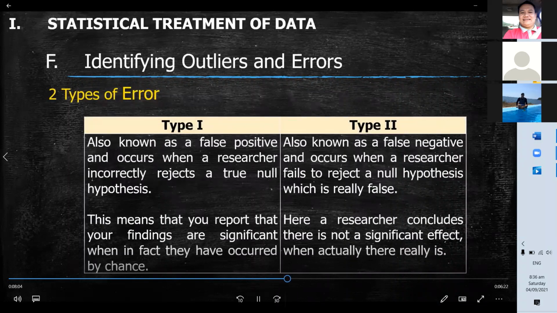There are two types of error, type 1 and type 2. Type 1 is also known as a false positive and occurs when a researcher incorrectly rejects a true null hypothesis. This means that you report that your findings are significant when in fact they have occurred by chance. Type 2 error is also known as a false negative and occurs when a researcher fails to reject a null hypothesis which is really false. Here, a researcher concludes there is not a significant effect when actually there really is.